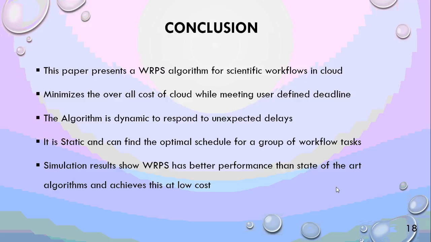Conclusion. This paper presents a WRPS algorithm for scientific workflows in cloud. It minimizes the overall cost of cloud while meeting user-defined deadlines. The algorithm is also dynamic to respond to unexpected delays. It is static and can find the optimal schedule for a group of workflow tasks. And also we saw that the simulation results show WRPS has better performance than the state-of-the-art algorithms and also achieves this at low cost.